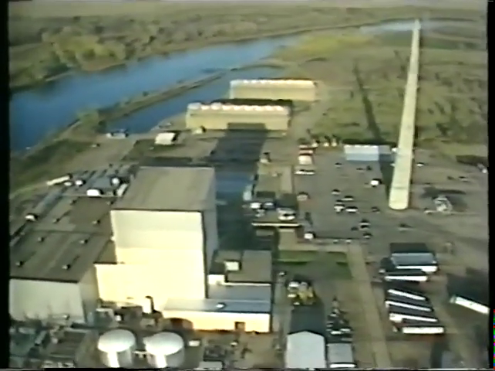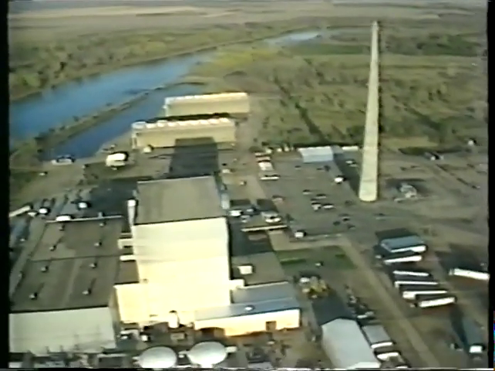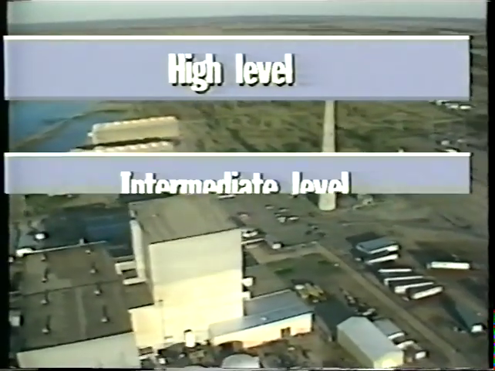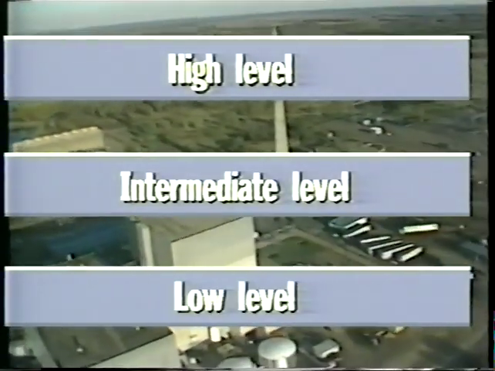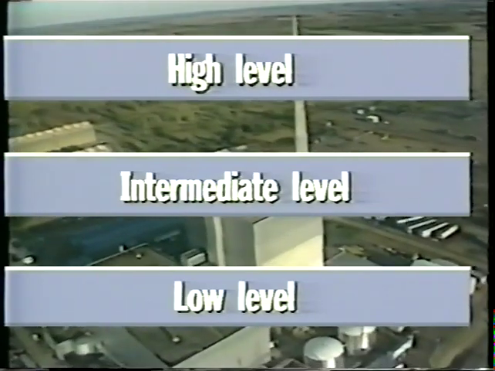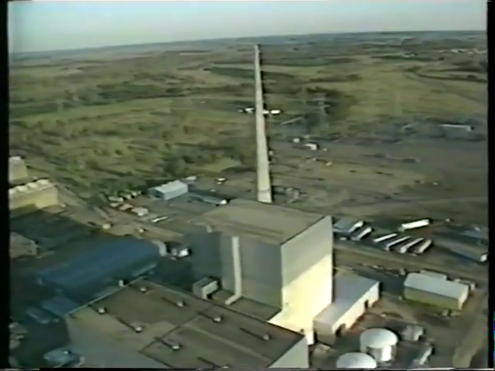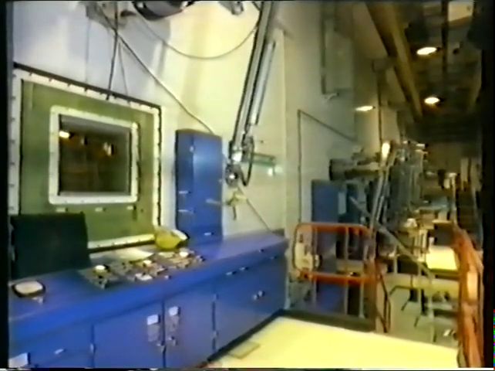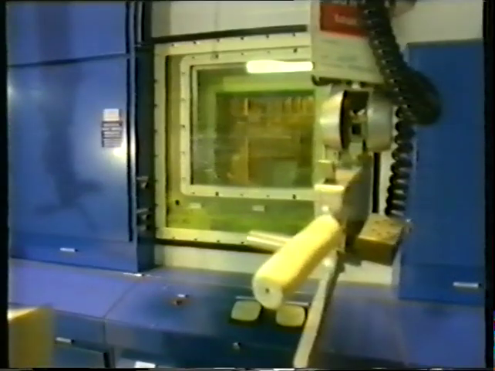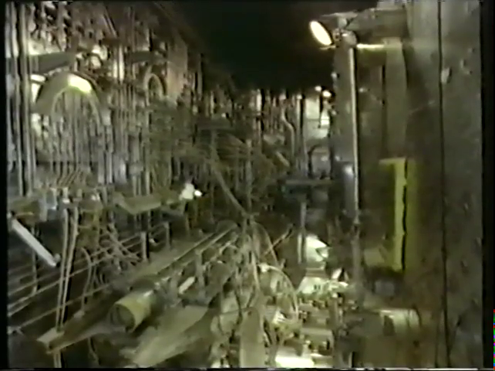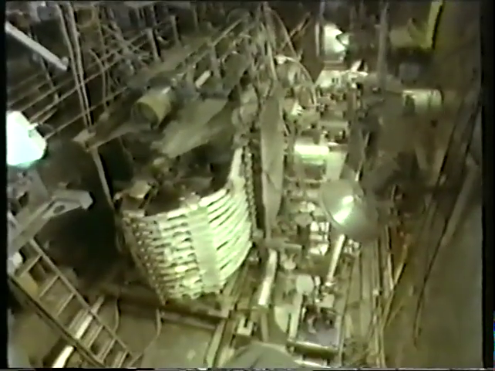Waste is classified into levels. In the UK, there are 3 levels: high, intermediate, and low-level waste. In USA, there is no intermediate classification. High-level waste is sometimes mixed with molten glass and stored on site until it cools down. The process is called vitrification.